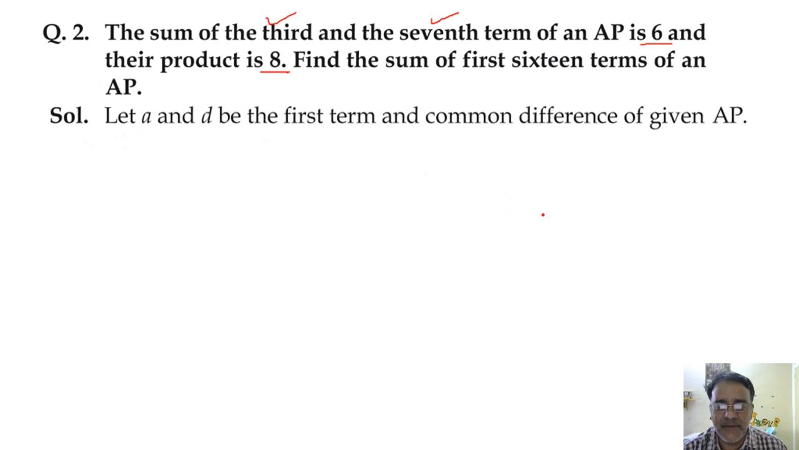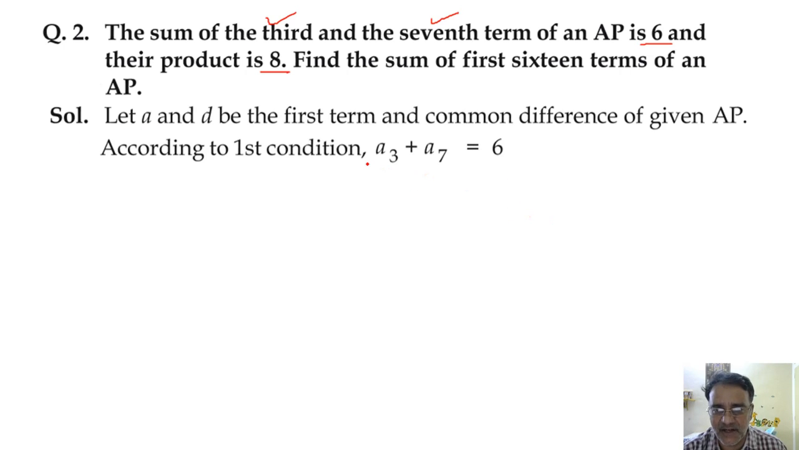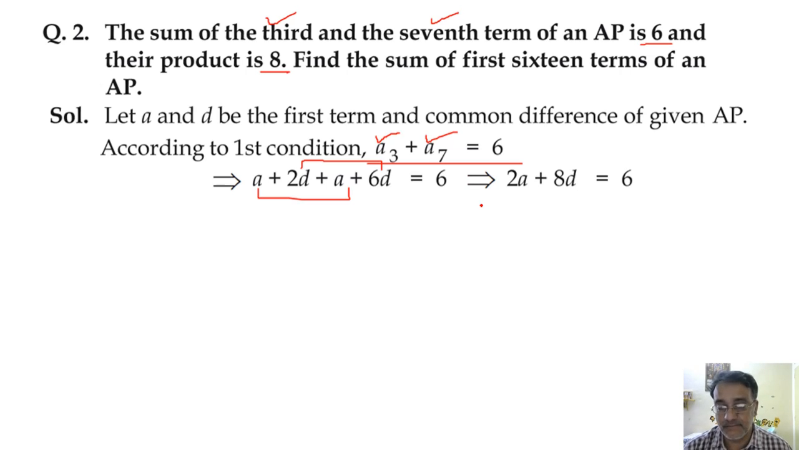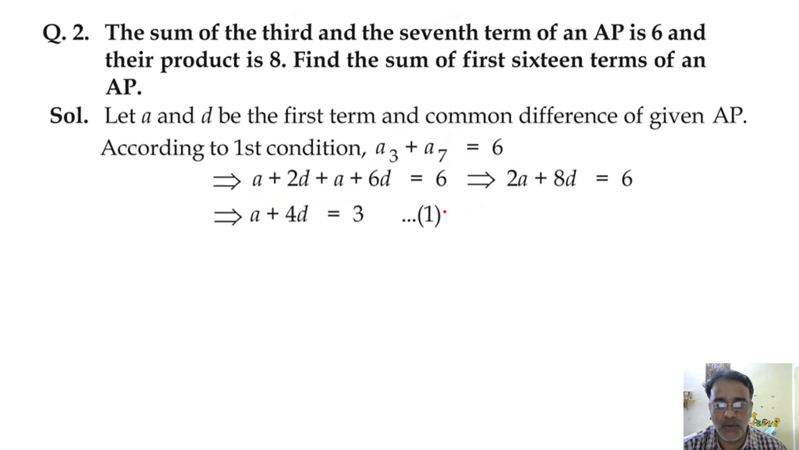Let A and D be the first term and the common difference. According to the first condition, A3 plus A7 is equal to 6. So A plus 2D plus A plus 6D is equal to 6. Now A plus A will become 2A, and 2D plus 6D will become 8D, and that is equal to 6. Divide everything by 2. A plus 4D is equal to 3. Right, let it be equation number 1.